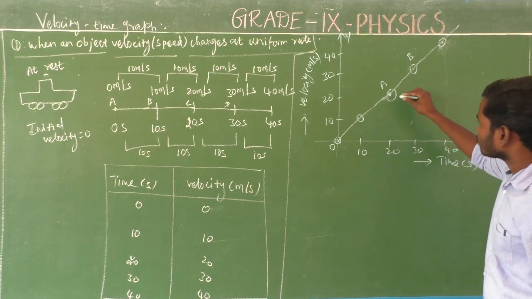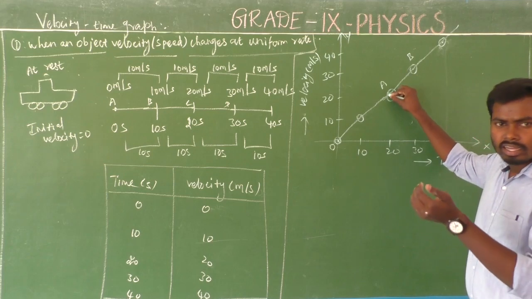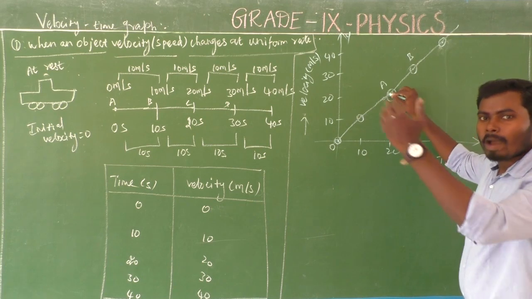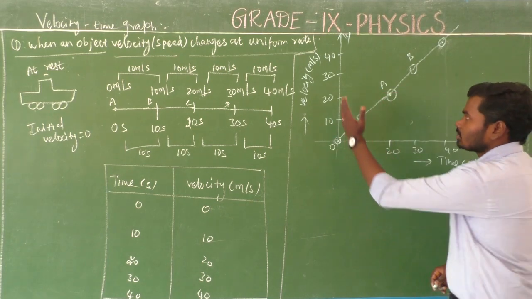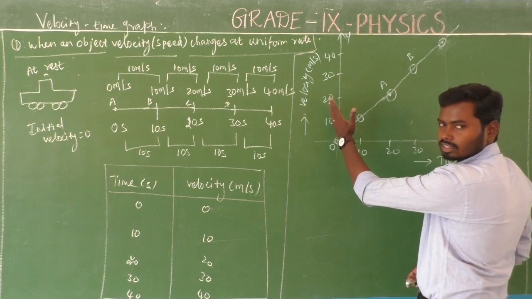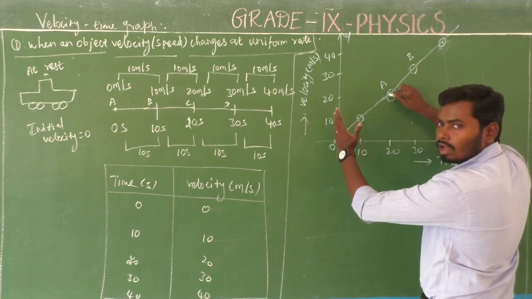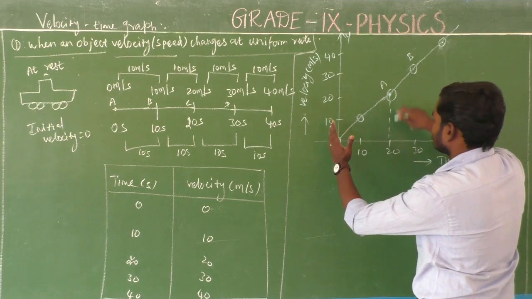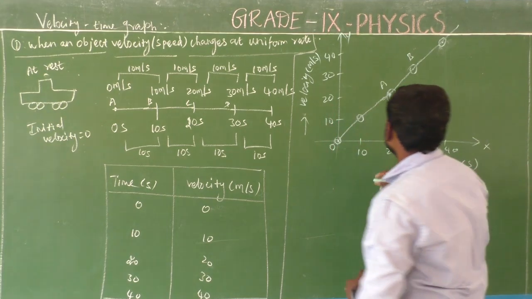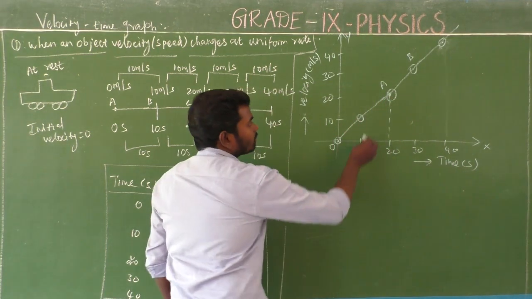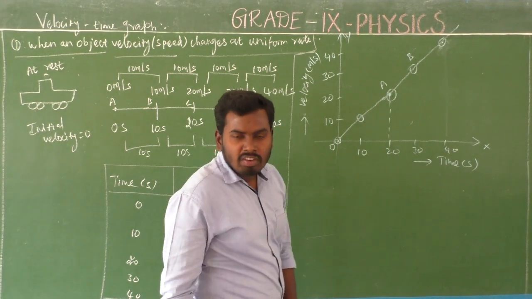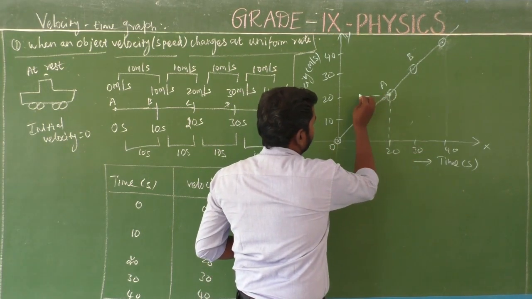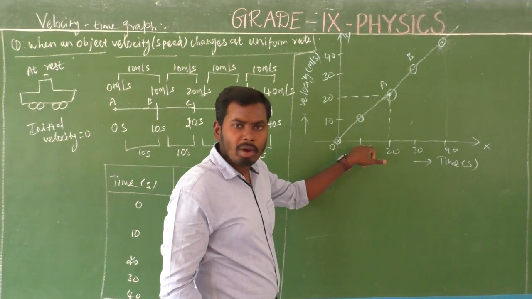Next, from the point A, draw a line which is parallel to the y-axis. Sorry, this is the y-axis, so draw a line parallel to the y-axis like this. Next, from the point A, draw a line which is parallel to the time axis, which means x-axis, like this. This line is parallel to the time axis.